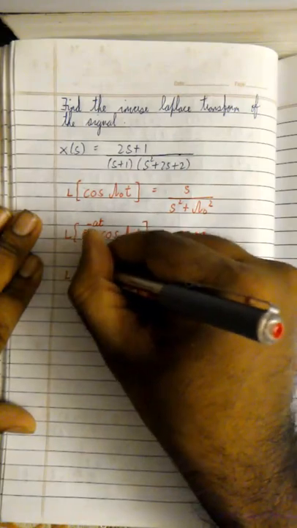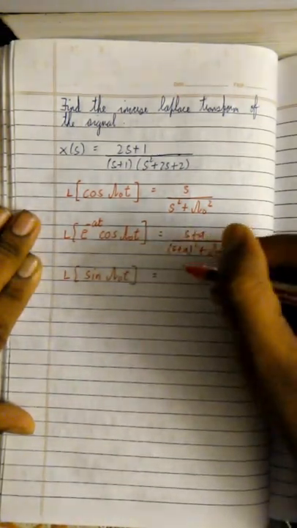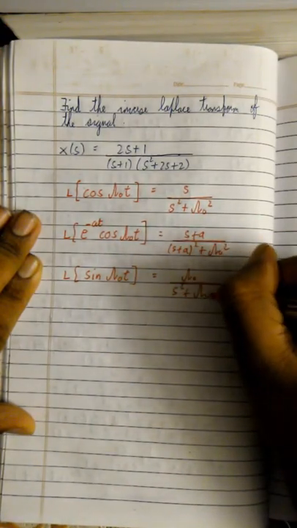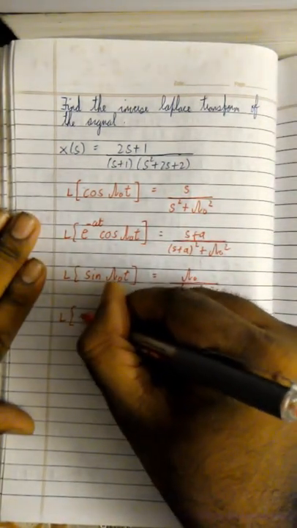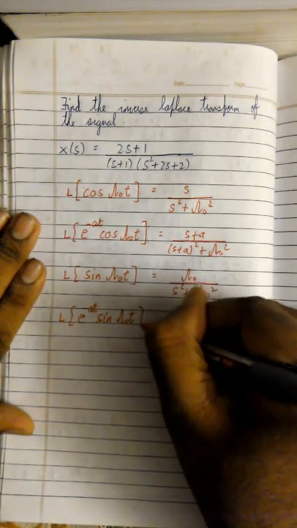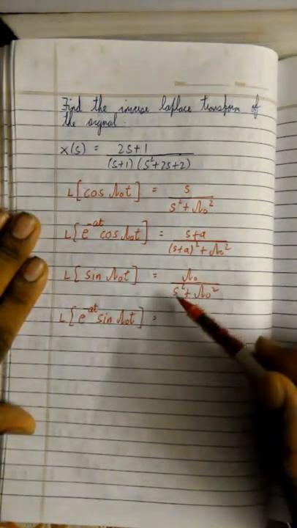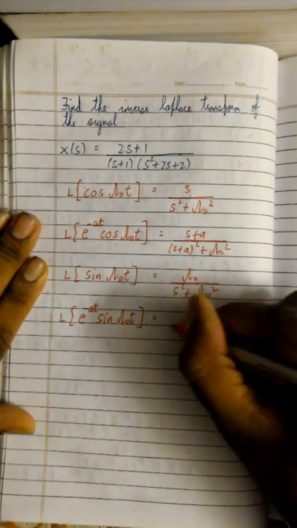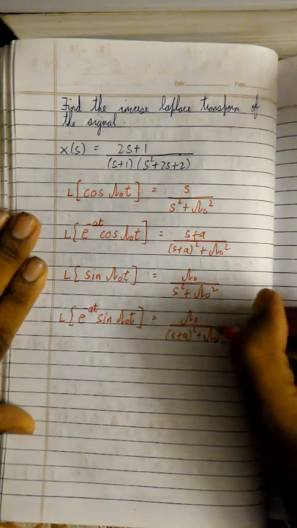The other equation is the Laplace transform of sine ω0 t is nothing but ω0 by s square plus ω0 square. In that case, I can also remember that the Laplace transform of e raised to minus at sine ω0 t is nothing but replace s with s plus a, right? So here there is no s in the numerator, so this is more than enough. So ω0 by s plus a the whole square plus ω0 square.